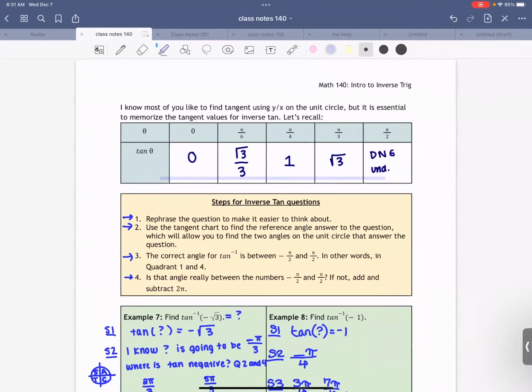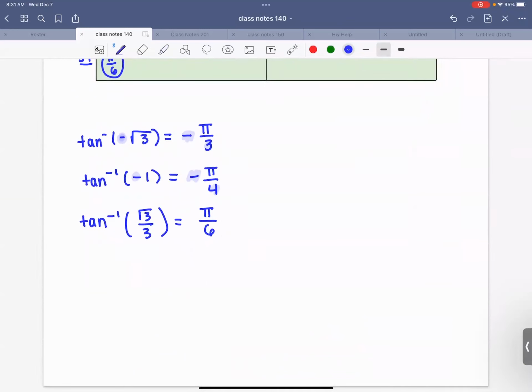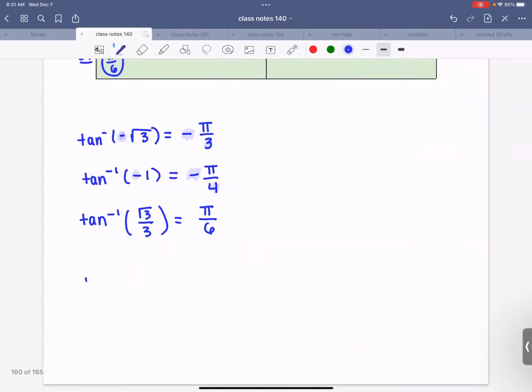Okay, so why don't we do a quick one here? Let's say I wanted to find the inverse tan of, I don't know, just 1. Very quickly, what's the answer to that? Take a look at your chart.